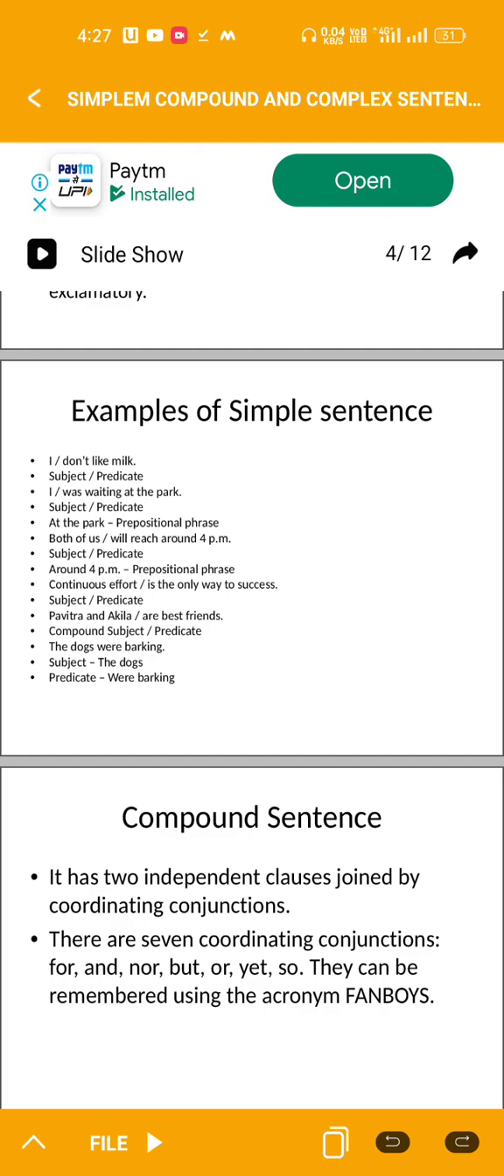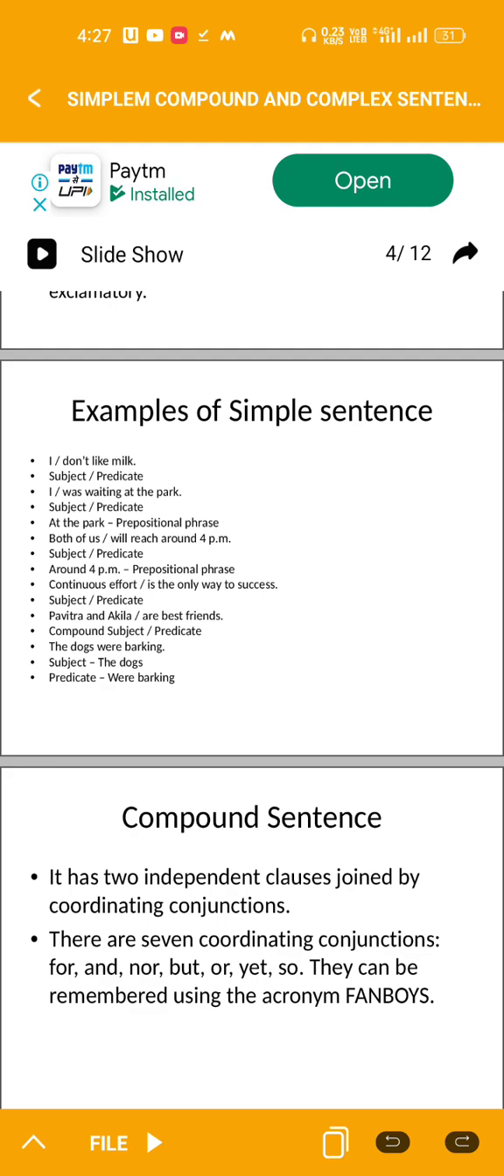Now sometimes students are not even clear about the subject. They think that only one word can be a subject. No. If I say a boy in a red shirt is my brother, it's not just a boy that is going to be the subject. A boy in a red shirt, the whole will be the subject. This is how it goes on. Pavrita and Akhila are best friends. So Pavrita and Akhila are the subjects here. You can say it's a compound subject.